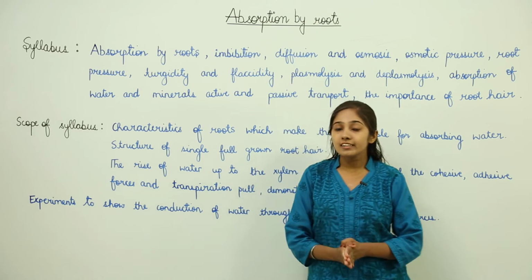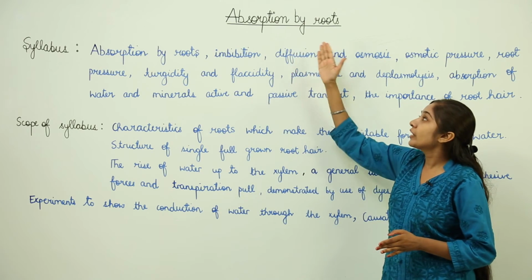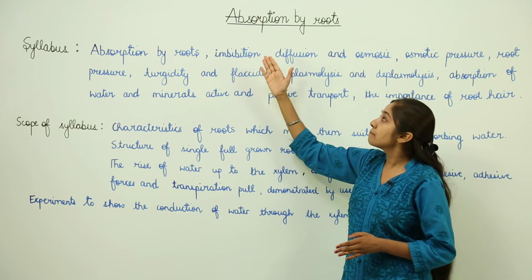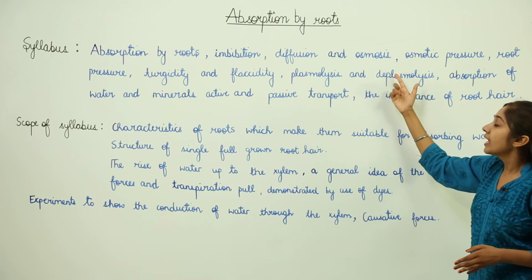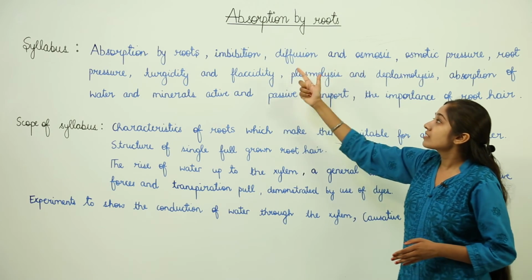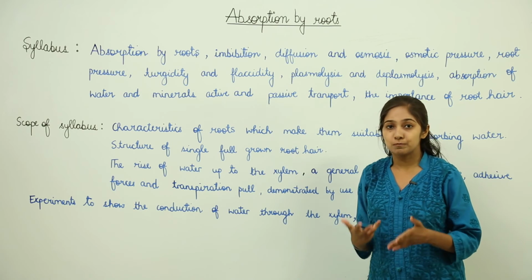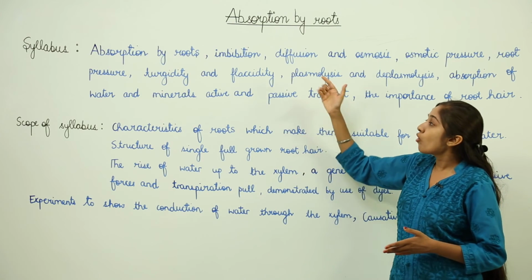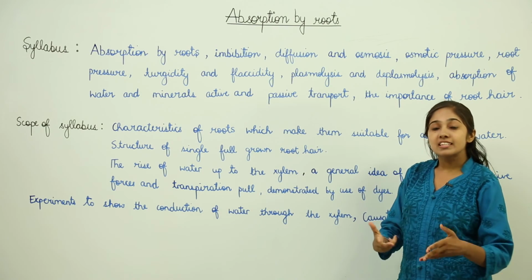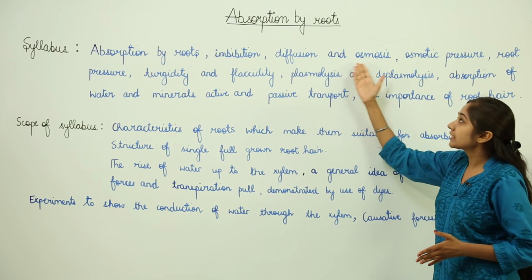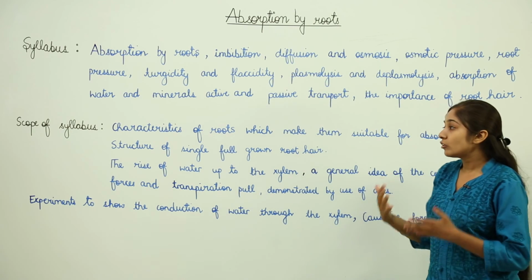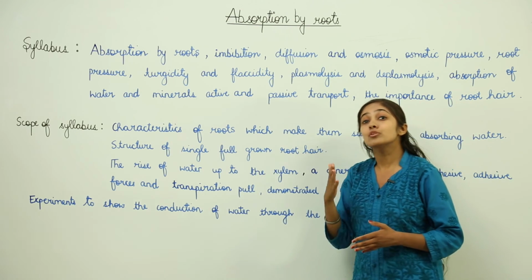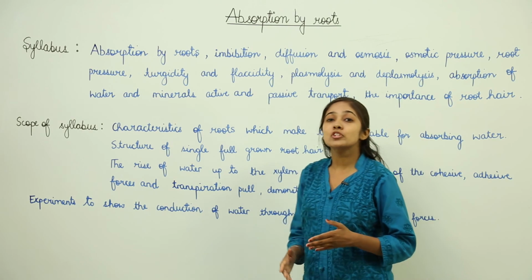I hope you will clearly understand how the absorption by roots actually takes place and the processes, that is imbibition, diffusion, osmosis. These are the basic processes by which absorption takes place. And then we have two types of transport, that is active and passive transport. So overall in this chapter you will basically understand these processes by which absorption takes place, and when you discuss the structure of single full grown root hair, you will come to know about the importance of root hairs. So let us begin with absorption by roots.